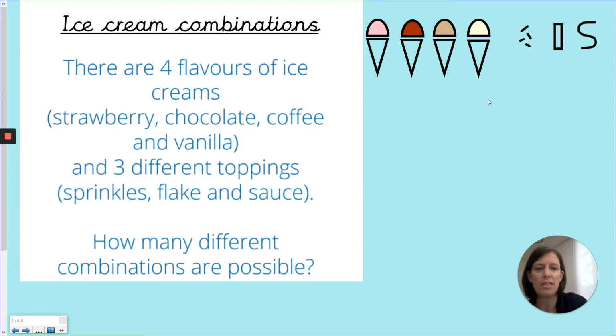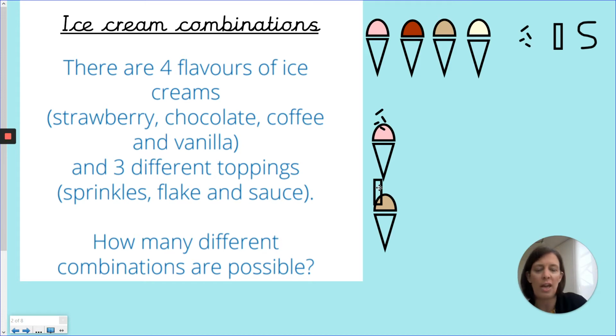Okay, so this is where you need to get your paper. You probably need to draw some of the things like I've done and start off thinking what's a good way to start solving this problem. So I've drawn up my ice creams. So I might say, right, well, I'm going to start with a strawberry ice cream and I'm going to give it sprinkles as its topping. So that's one ice cream that I've made. And then I could make a coffee ice cream and that one might have a flake in it. Okay, so you need to keep going like that until you've made all the different possible combinations.